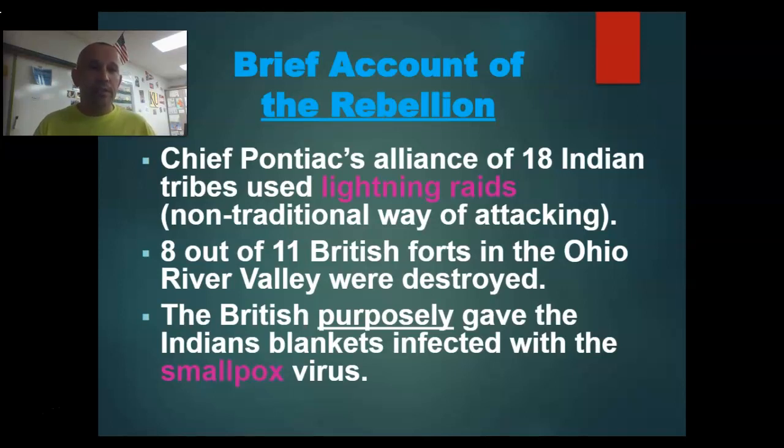Think about our global pandemic today. Imagine if you purposely infected blankets or medical supplies with coronavirus and then gave it to your enemy. But smallpox was way worse than that because coronavirus doesn't necessarily spread as quickly as smallpox did and wasn't as deadly in such a short amount of time. And so we're talking about thousands of Indians dying in just a few winter months and basically wiping out their entire alliance.